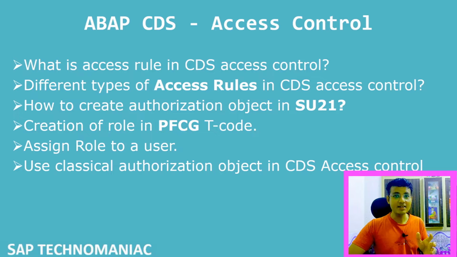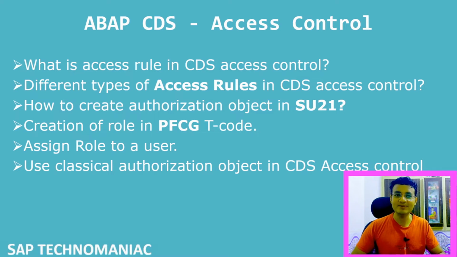We will see authorization object creation, how to create one authorization object, and how to use that authorization object in a particular role which we create using the PFCG T-code, and that role we will assign to a particular user. And after assigning that role to the user, we will use that authorization object in our DCL. And we will see, based on the authorization object, how the data will be fetched for a particular user. All those things we will see in this video.